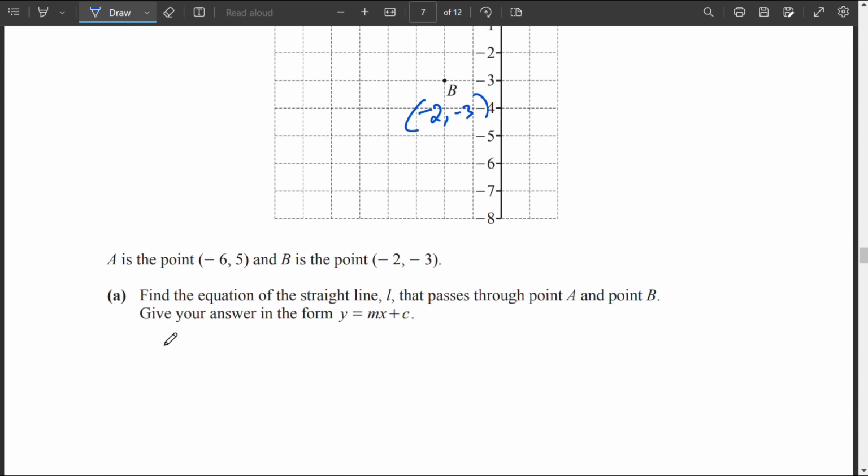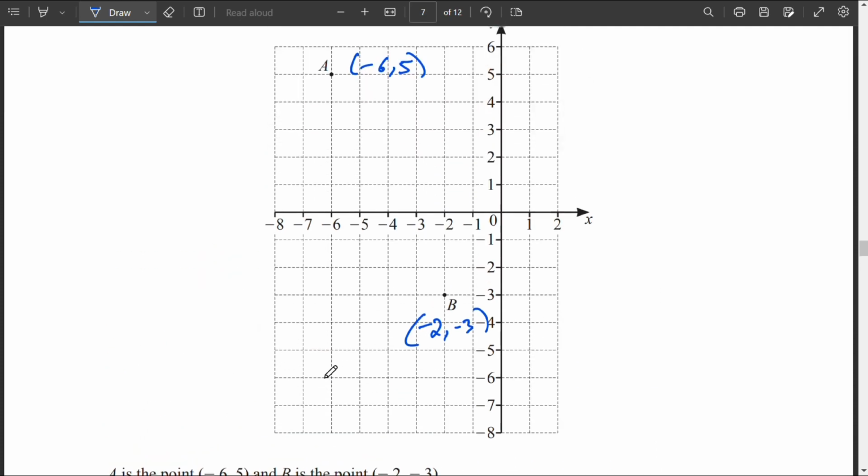Now find the equation of the straight line L that passes through points A and B. Give your answer in the form y = mx + c. So basically, if you join this line, please use a ruler when you are joining it. Actually, I'm joining it by rough hand.